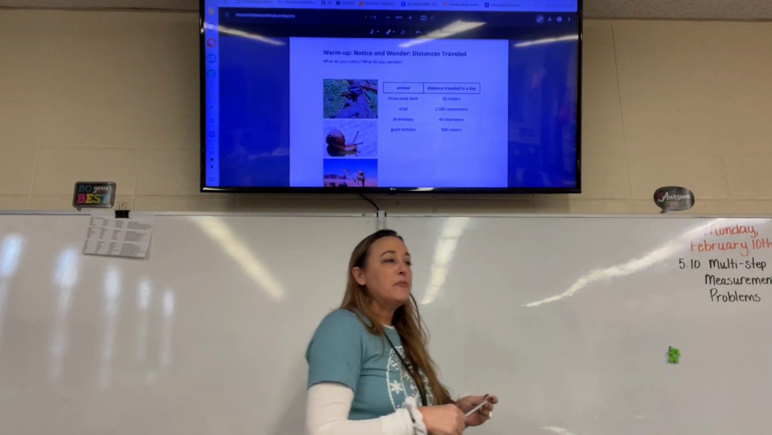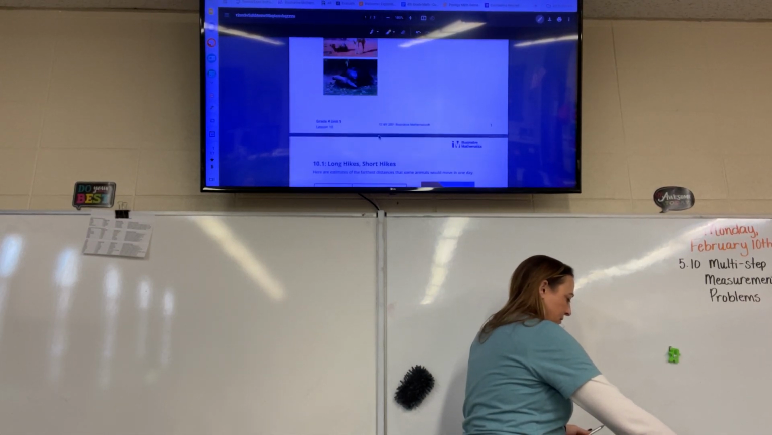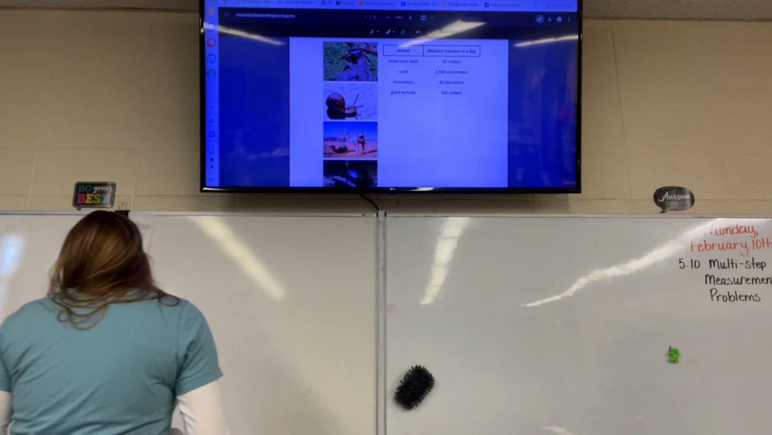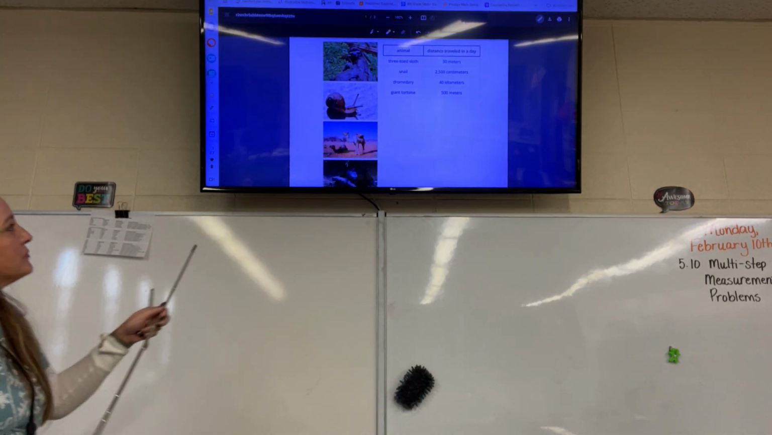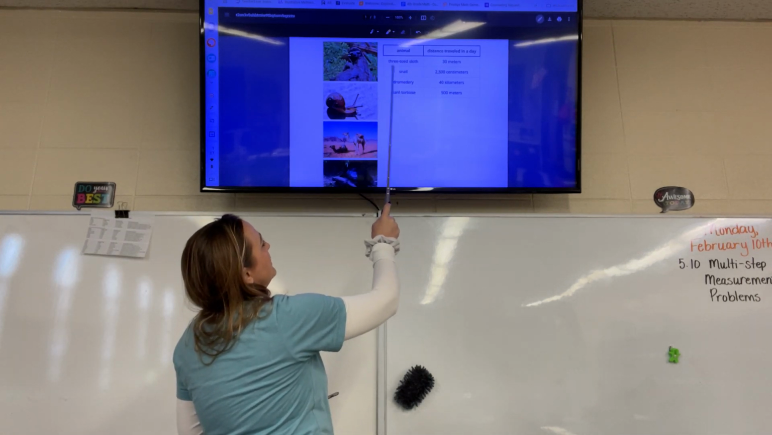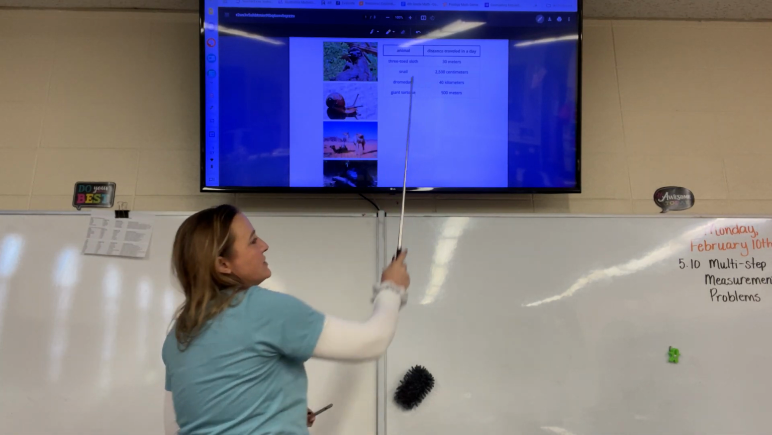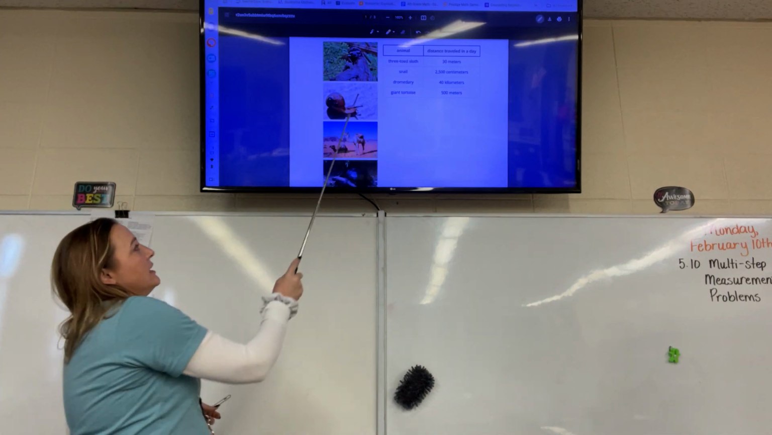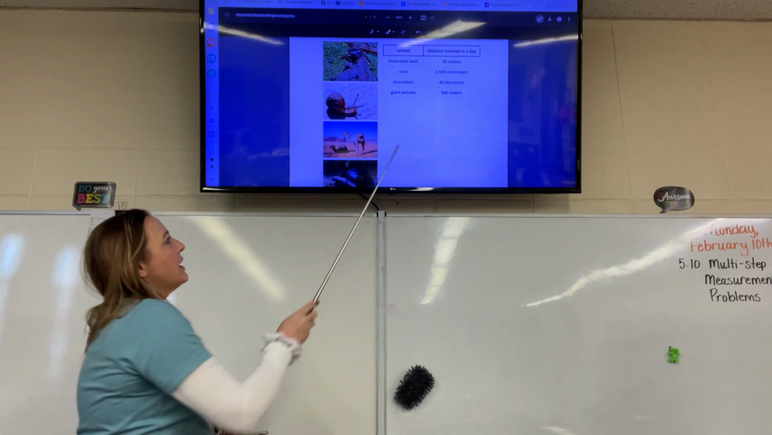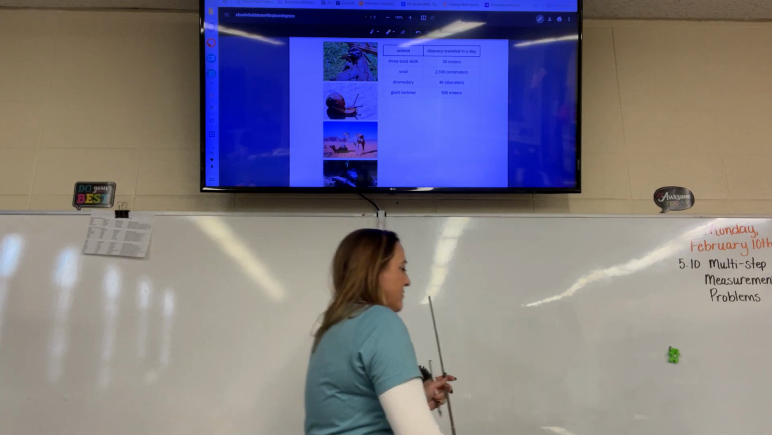Today we're doing lesson 5.10, multi-step measurement problems. So we have talked about the three types of animals and the distances that they travel in a day. The three-toed sloth travels 30 meters. A snail travels 2,500 centimeters. This is the dromedary, which is a camel, and it travels 40 kilometers. And then a giant tortoise is 500 meters.